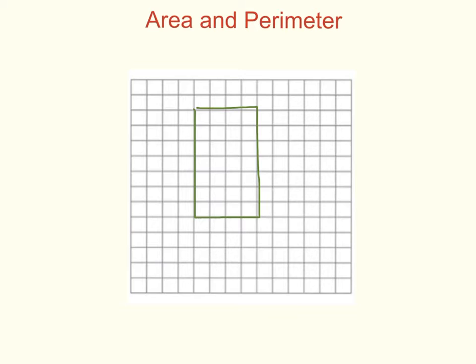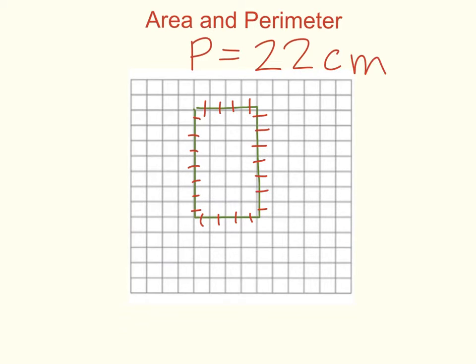So to find perimeter, I could count 1, 2, 3, 4, 5, 6, 7, 8, 9, 10, 11, 12, 13, 14, 15, 16, 17, 18, 19, 20, 21, 22. The perimeter of this shape is 22. And because these are centimeter squares, I write centimeters. 22 centimeters. That's the perimeter.